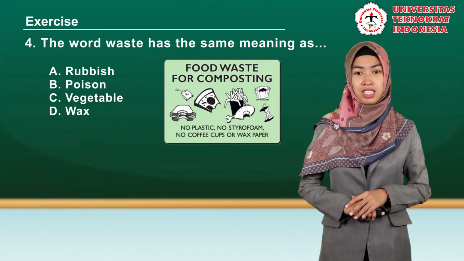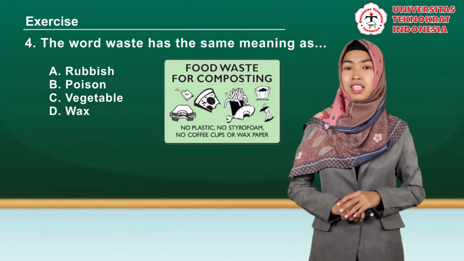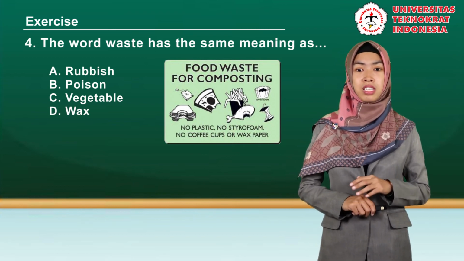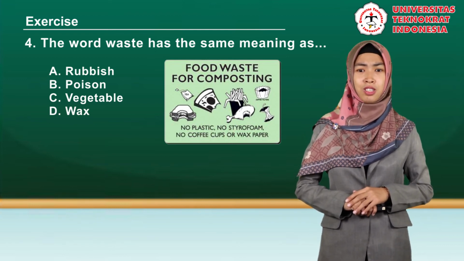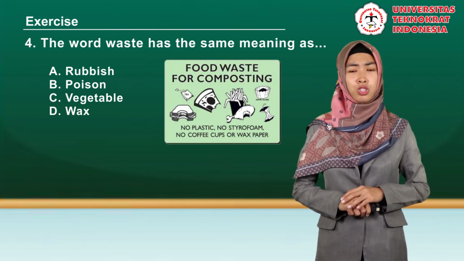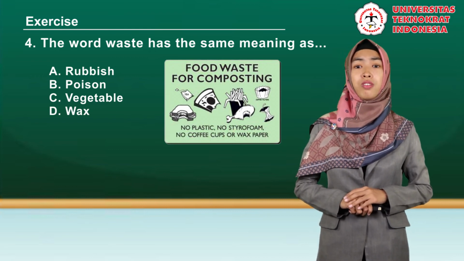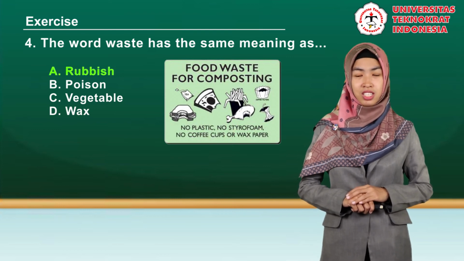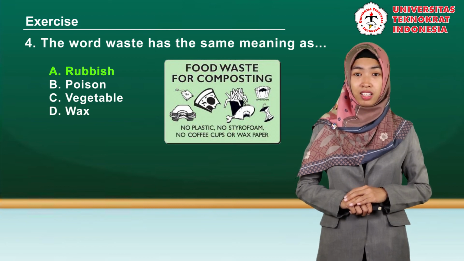The question is, the word waste has the same meaning as A, rubbish, B, poison, C, vegetable, or D, wax. Which one do you think is the correct answer? It's very easy. So you have to find out the synonym or the similar word of waste. The answer is A, rubbish. The last but not the least, number 5.